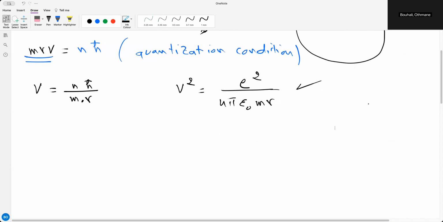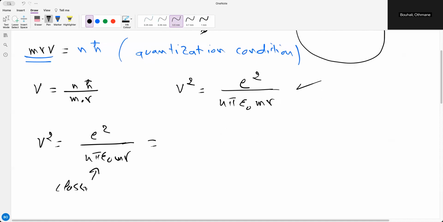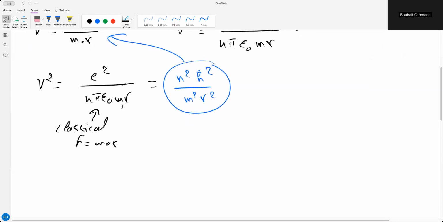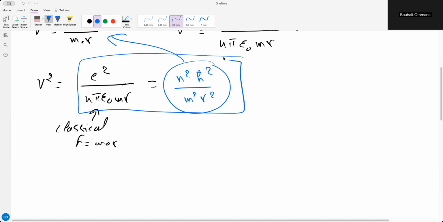Okay. So V squared is equal to e squared over 4 pi epsilon 0 m r. This is from classical treatment, from F equals ma that we just did. And this is also equal to n squared h bar squared over m squared r squared, from the quantization condition. Okay. Now, let's take these two equations.